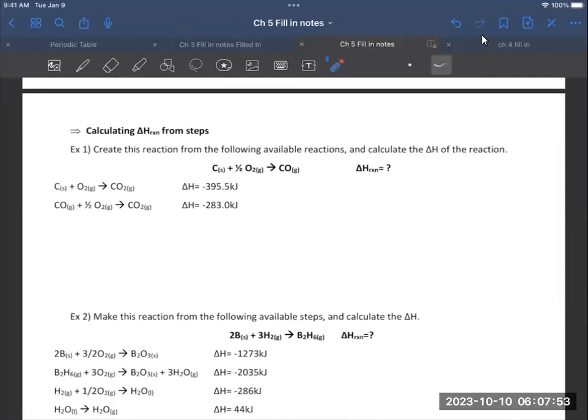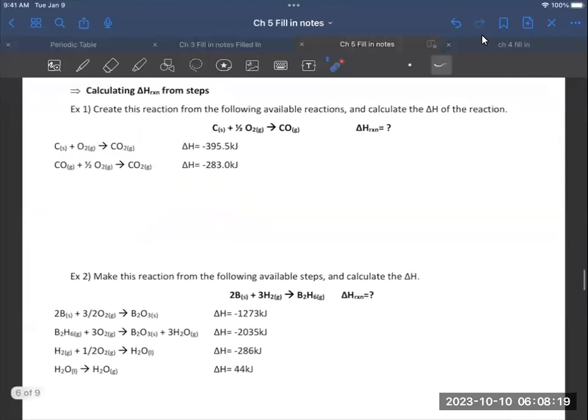So here is an overall reaction that we want to know what the delta H is for this overall reaction. What we're going to do is build this reaction from these steps, okay? I want you to treat these as puzzle pieces. We are going to put these steps together in a way that they cross out and they overall build this reaction here, okay? So this is the way I like to do it. Again, my goal is to build this reaction from these puzzle pieces.